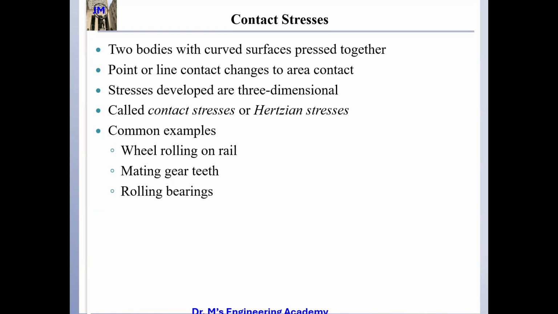developed this stress. Common examples are a wheel loading on a rail, which is contact, gear teeth where two gears mesh with each other, and rolling bearings. In a rolling bearing, this is the outer ring and this is the inner ring. These two rotate with respect to each other, but we have a shaft inside. The shaft carries some load, and that is why the inner ring presses on the outer ring. We will see a lot of this contact stress, at least for gears. When we talk about gear design, we will talk about contact stress.